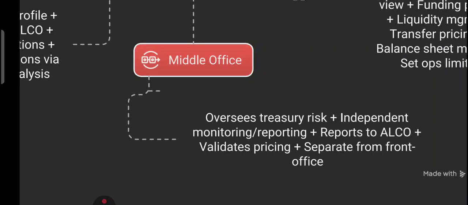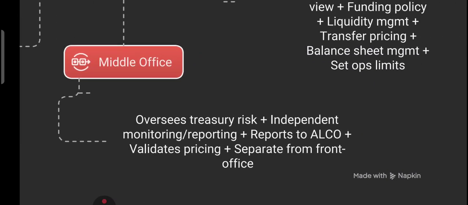Then we have the middle office. So the gatekeeper of the control and transparency, they are called the middle office. They oversee the treasury risk, they independently monitor and report, they report to ALCO, they validate pricing, they separate from front office to avoid conflict. So they bring balance between trading and oversight.